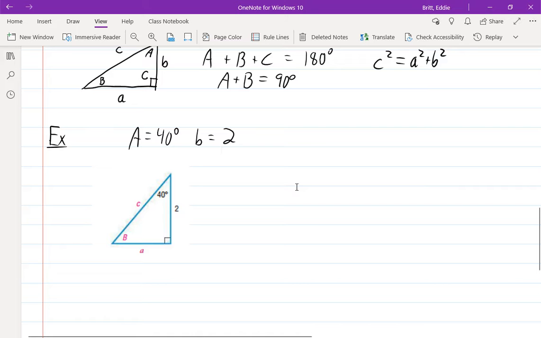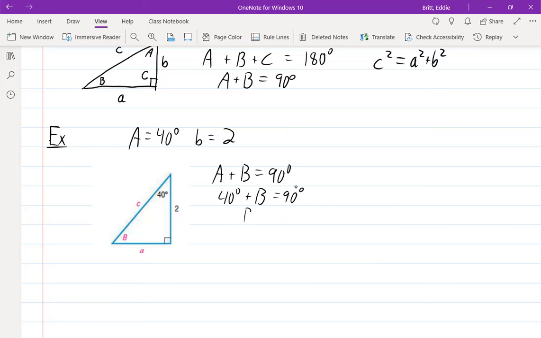So right away, the first thing that I see that I could solve for would be angle B, because I know that angle A plus angle B is equal to 90 degrees. So if angle A plus angle B equals 90 degrees and angle A is 40 degrees, so 40 degrees plus angle B is 90 degrees. Subtract 40 from both sides and you'll see angle B is equal to 50 degrees. So we could do that without even using a calculator.